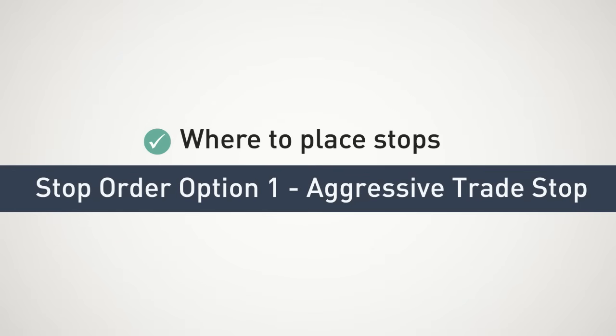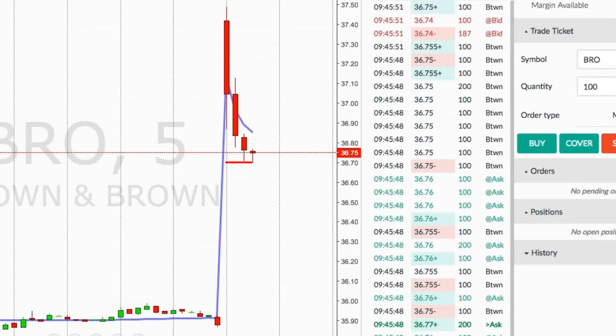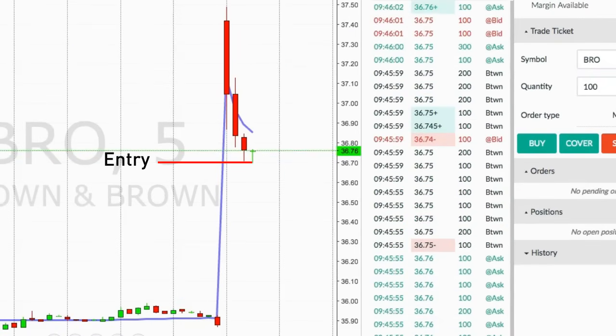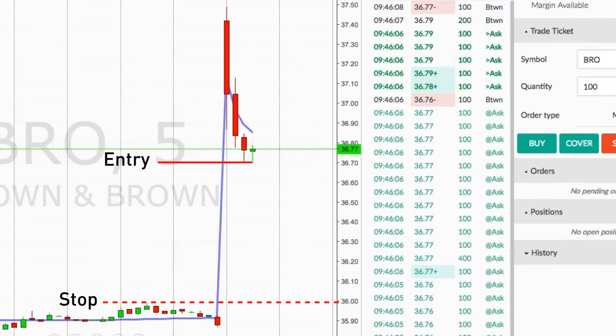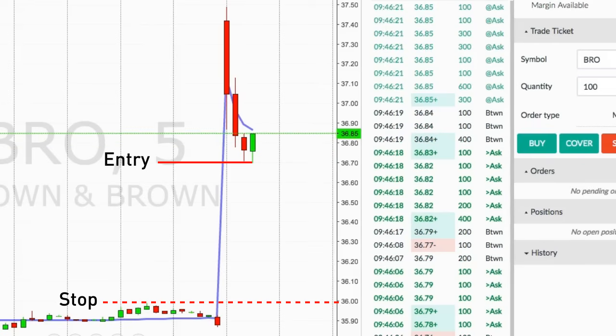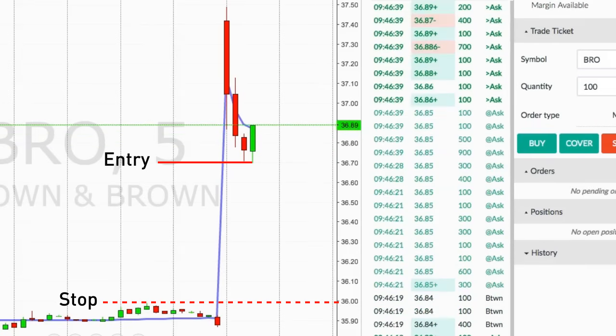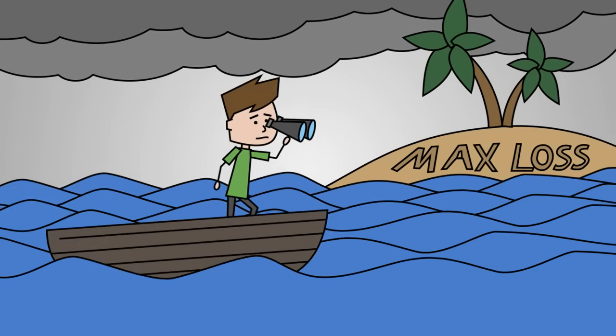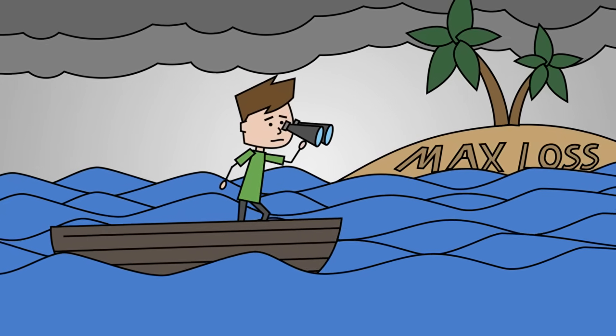Stop order option 1, aggressive trade stop. If you take the aggressive approach for trade entry, you will want to place your stop at your daily max loss or at a key level, i.e. morning gap. Again, of course, this can work, but you need to be prepared for the wild swings that can occur if you get things wrong.